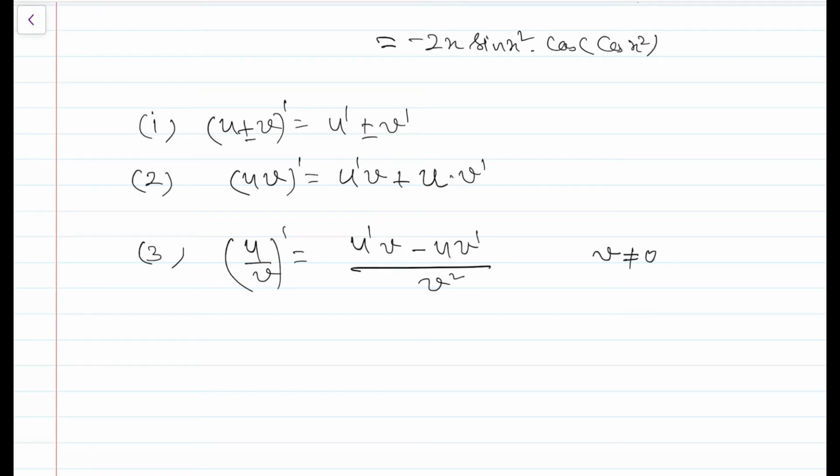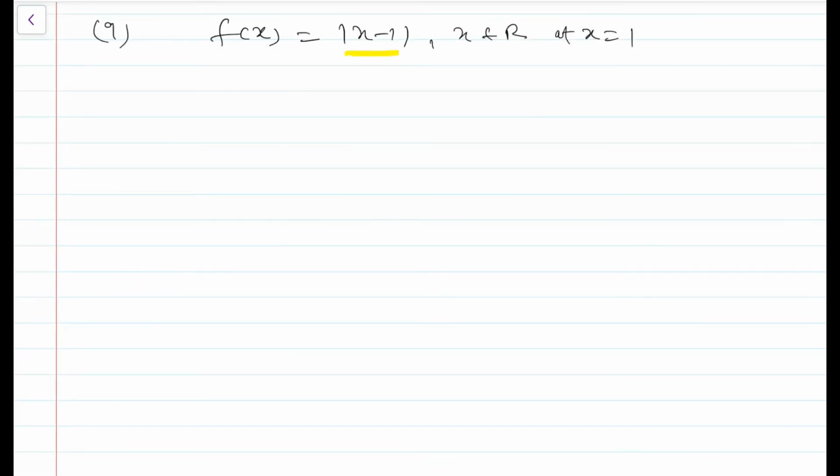Same in question number 7 and 8, we'll apply chain rule. Now comes question numbers 9 and 10. In question number 9 and 10, we have to check whether the function is differentiable at a given point. Now we'll solve question number 9 of the exercise.